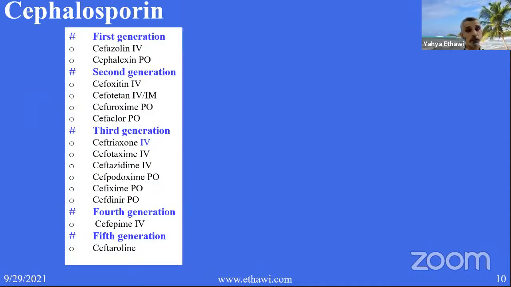The second type is the cephalosporins, and we have the first generation. Examples of the first generation, as we said, are cefazolin, which is IV, and cephalexin, which is oral. For the second generation, we have cefoxitin, cefotetan, and also cefuroxime and cefaclor.